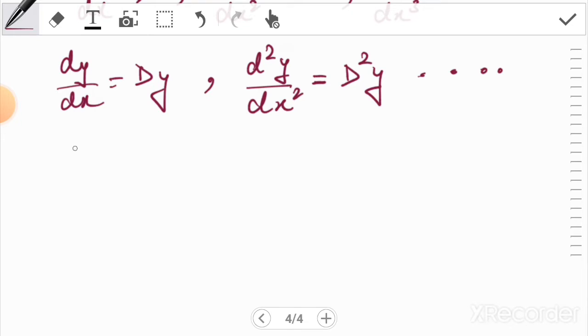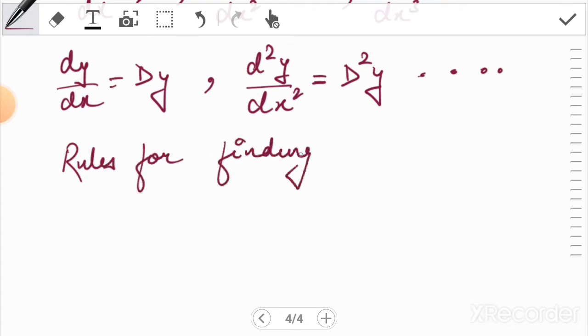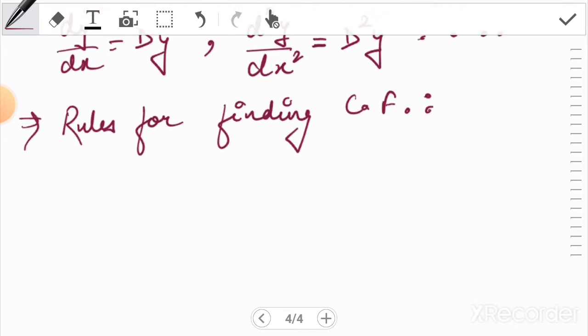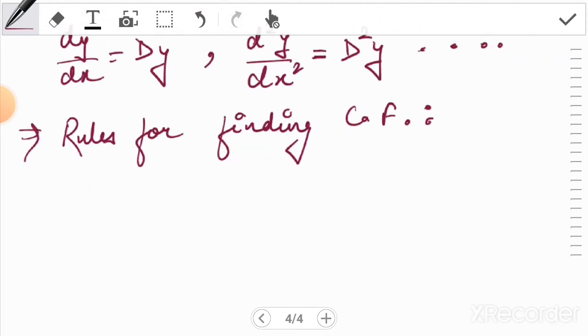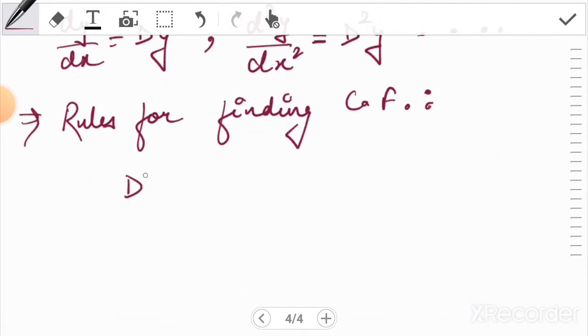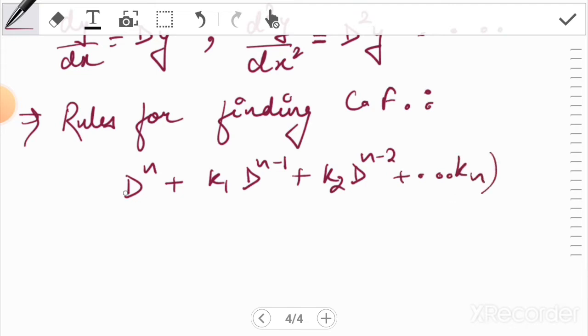Now rules for finding the complementary function. We can write this equation as D raised to the power n plus k1 D raised to the power n minus 1 plus k2 D raised to the power n minus 2 up to kn, operating on y, is equal to 0, right? Where k1, k2, k3 and kn are constants.